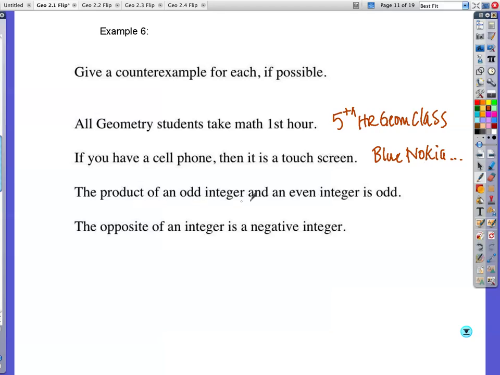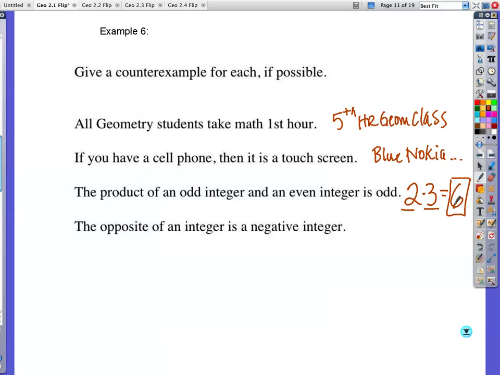The product of an odd integer and an even integer is odd. So for a counterexample, I just have to say 2 times 3 equals 6. That's an even, there's an odd. Does that come out to be odd? No, that's an even number. So this is a counterexample.